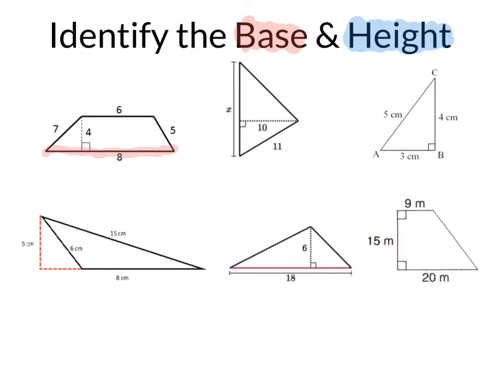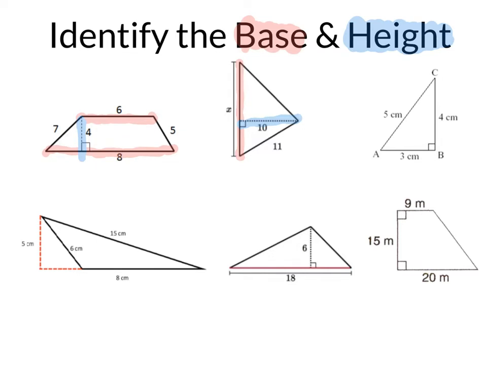And remember, a trapezoid has two bases, and those are always parallel to one another. And then our height right here is what intersects them. Now moving over to the triangle. Again, our height is what makes a right angle with our base. So I'm going to highlight our base in red and our height in blue.